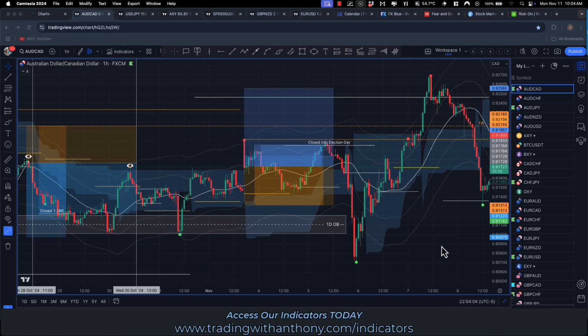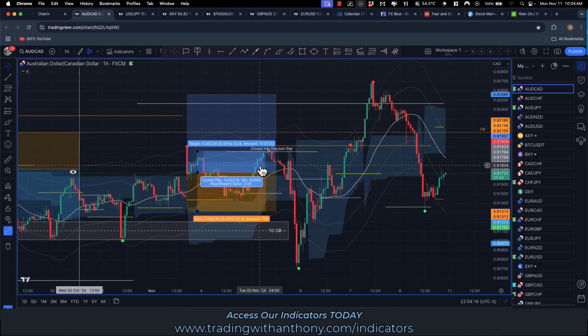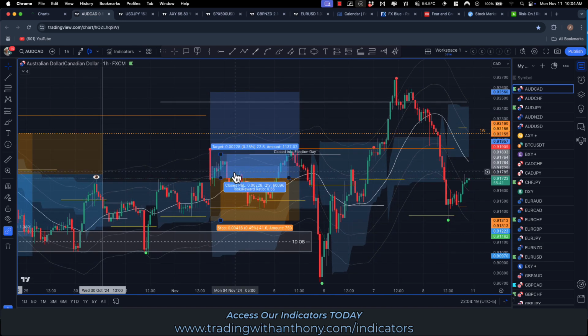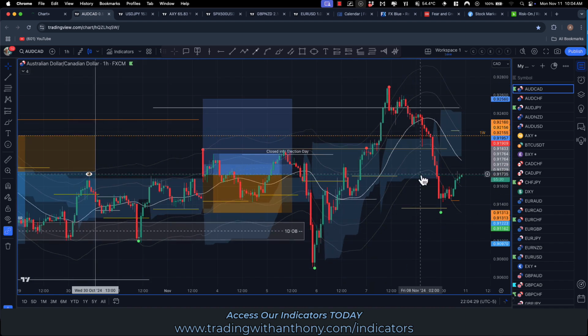Traders, I'm just going to run through last week's VIP signals. Right, this one, I closed it into election day. We'd opened it back here. This is where I closed. We gained 0.55 and just as well because we had a fair bit of volatility after that.